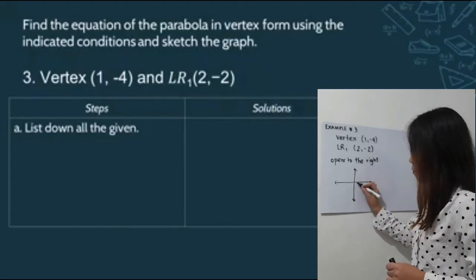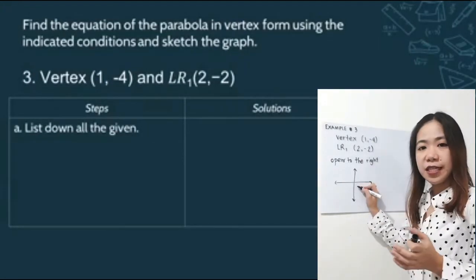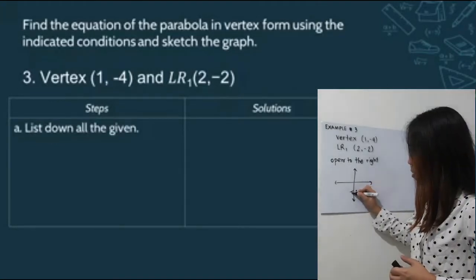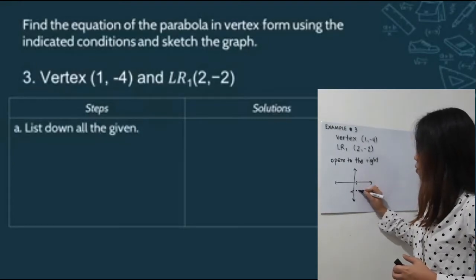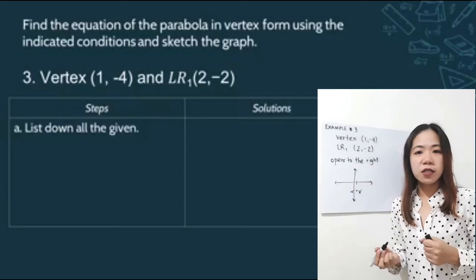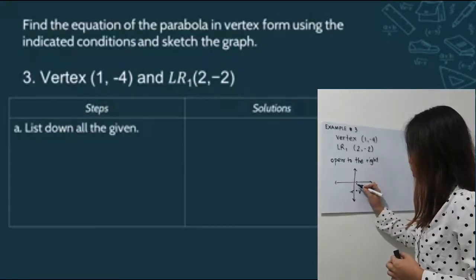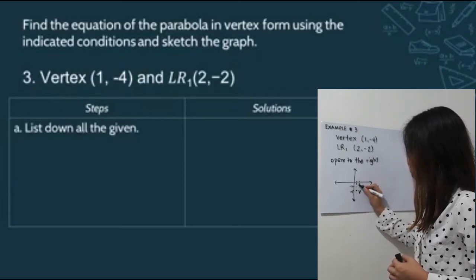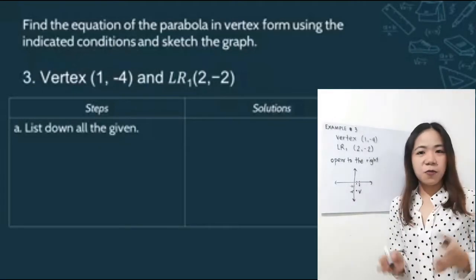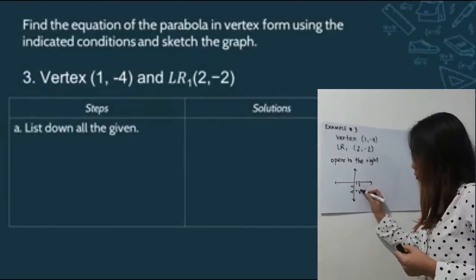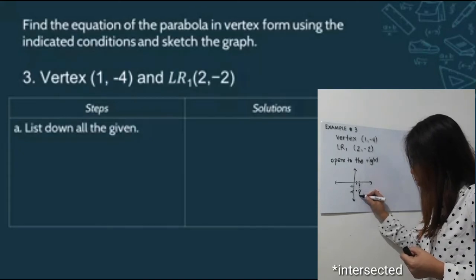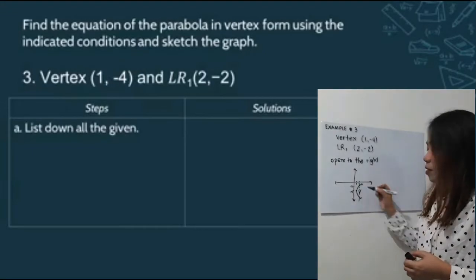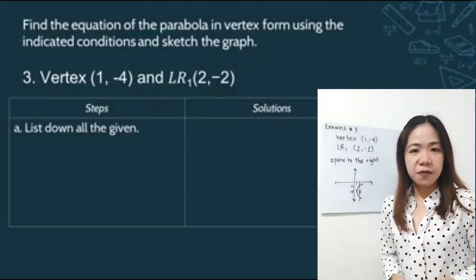So we have (1, negative 4) as the vertex. We have (1, negative 4) at the 4th quadrant. That is here. Say it's negative 4 here, and this is 1. So this is the vertex. And LR sub 1, (2, negative 2), is also at the 4th quadrant. So let's say it's (2, negative 2). So that's here. If we draw the curve, the focal point will be intersecting here. So the graph opens to the right. Okay, now let's find the value of c.